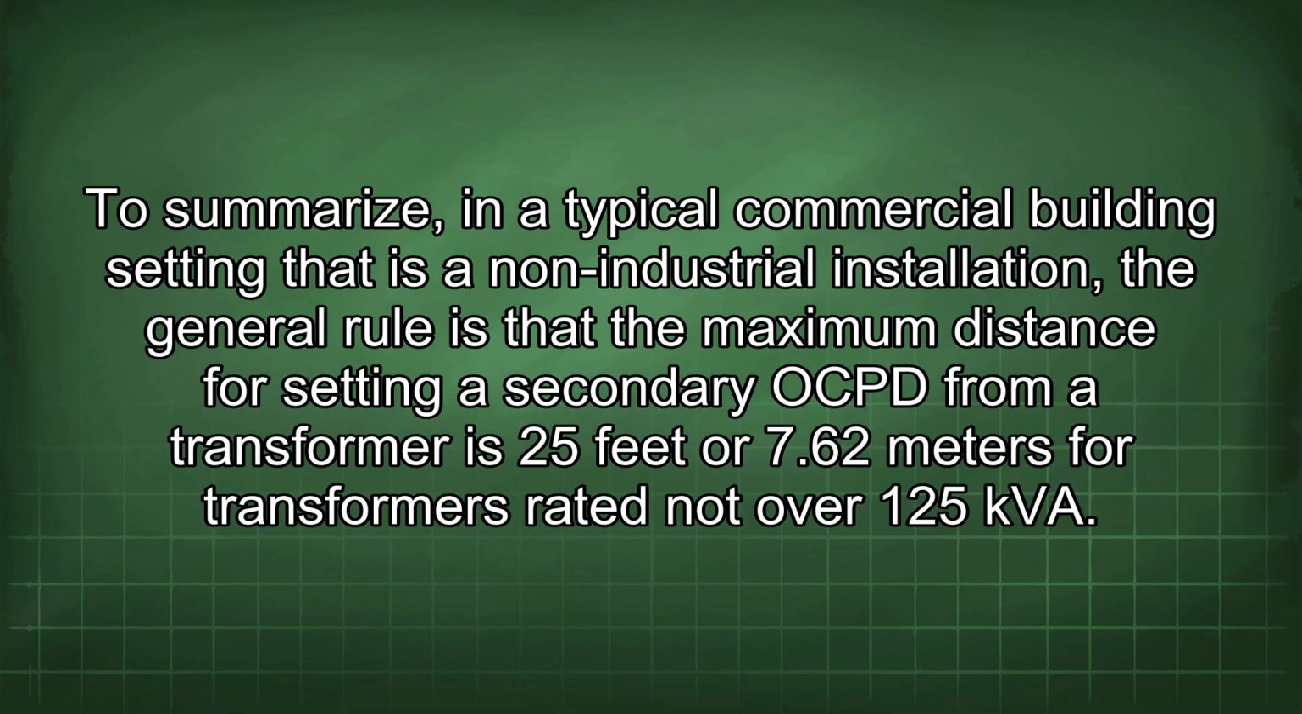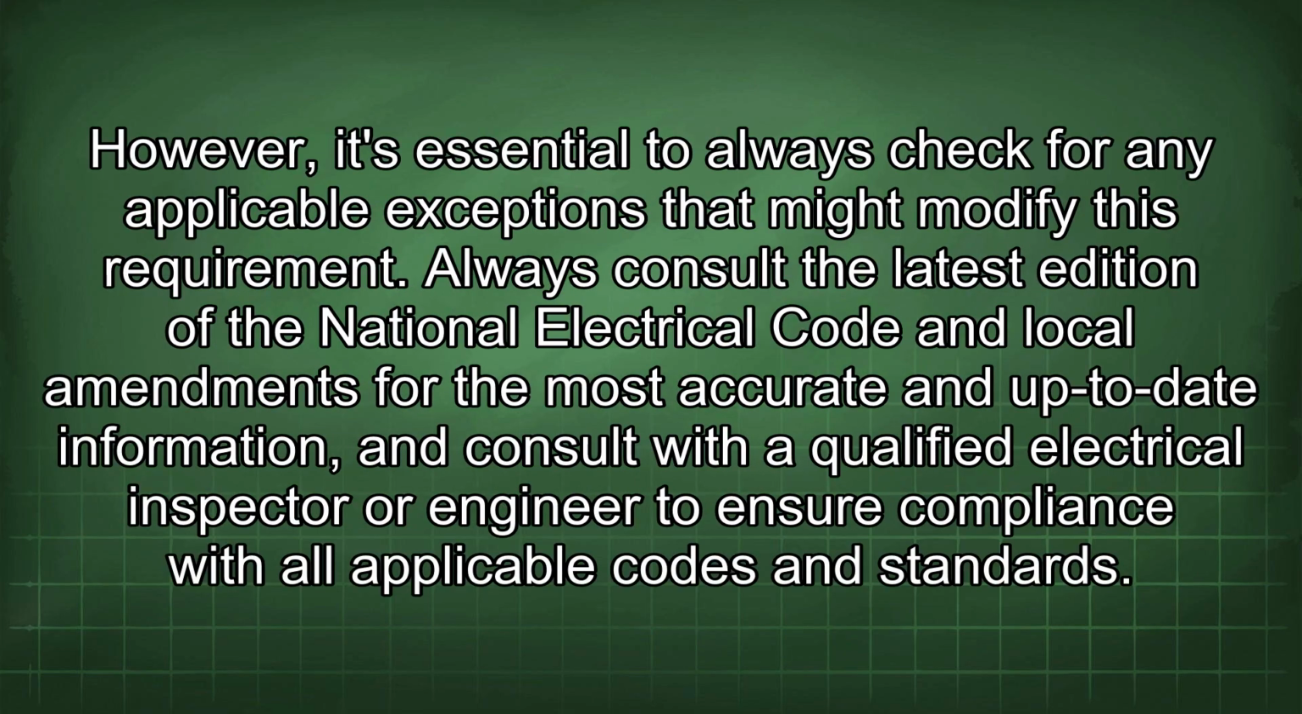is that the maximum distance for setting a secondary OCPD from a transformer is 25 feet or 7.62 meters for transformers rated not over 125 kVA. However, it's essential to always check for any applicable exceptions that might modify this requirement.